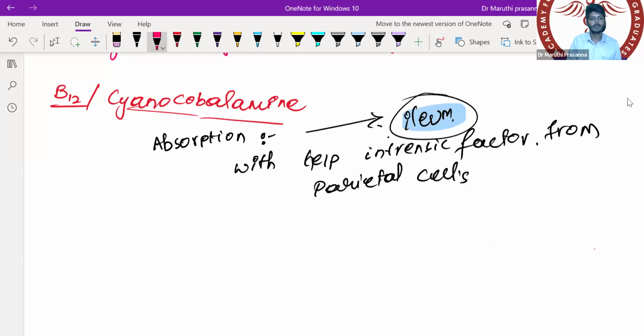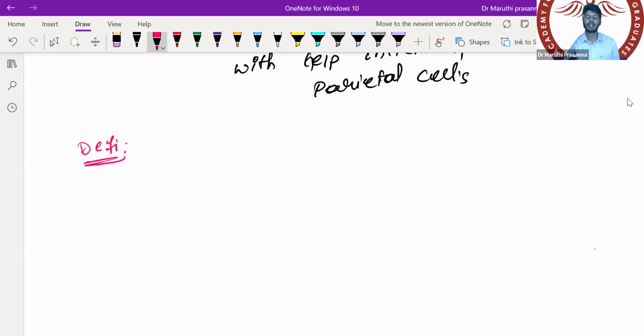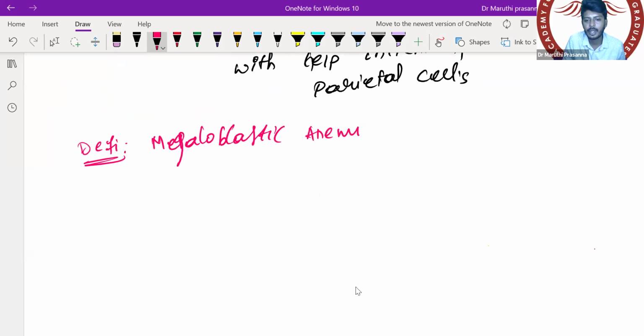Okay, parietal cell. So deficiency of B12 is seen with what? Can anybody tell me deficiency of B12 leads to which condition? It will lead to megaloblastic anemia. Along with the megaloblastic anemia, most importantly, it will lead to neurological symptoms. Why do neurological symptoms come? I'll explain why.